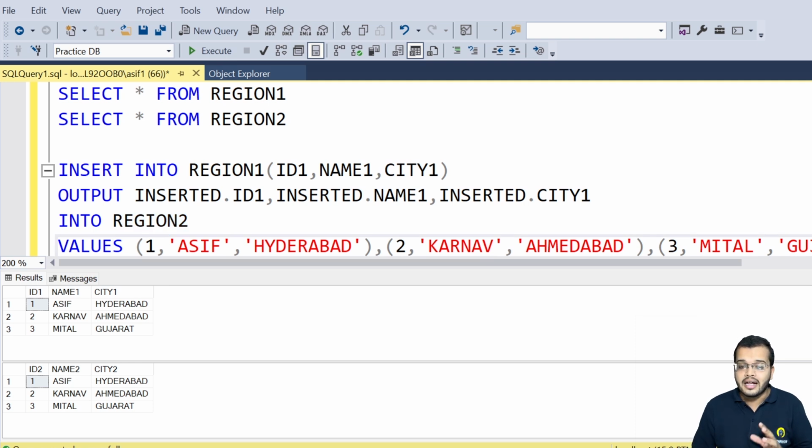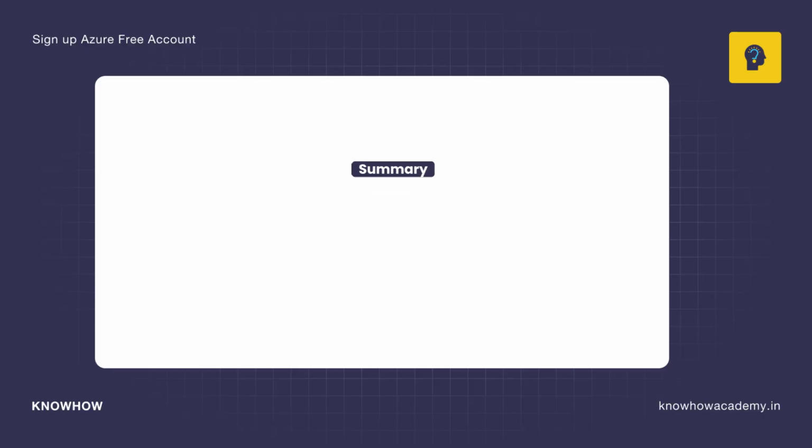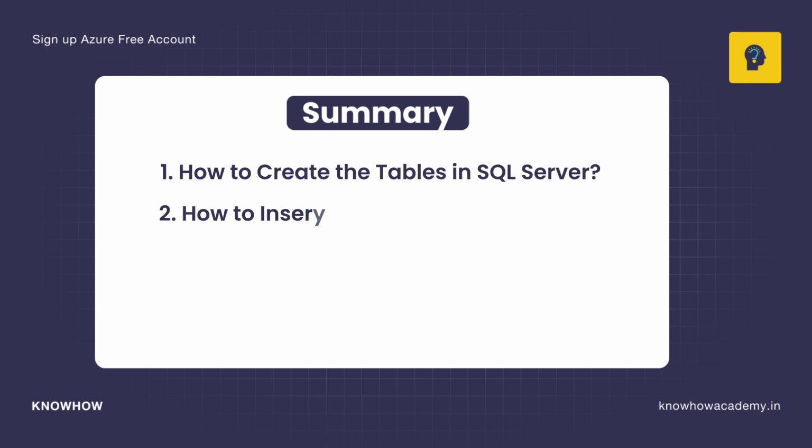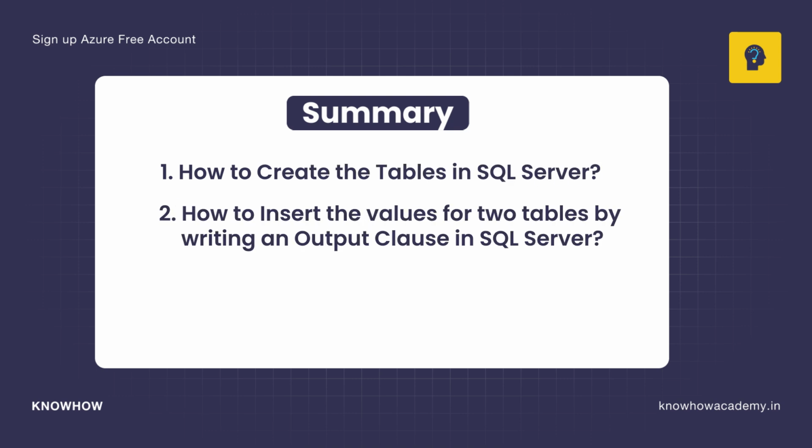This is the easiest way, or you could say you are reducing the query size and the time needed to insert values into two different tables, rather than writing the insert command two different times. I think this is the best way to insert the values into two different tables at once in SQL Server. So in this video, we have learned how to create the tables and how to insert the values in the table by using an OUTPUT clause in SQL Server.